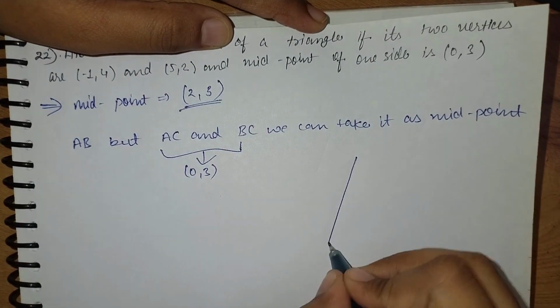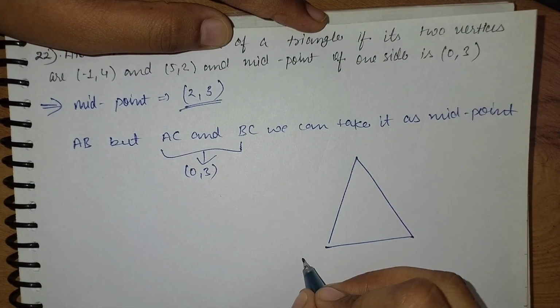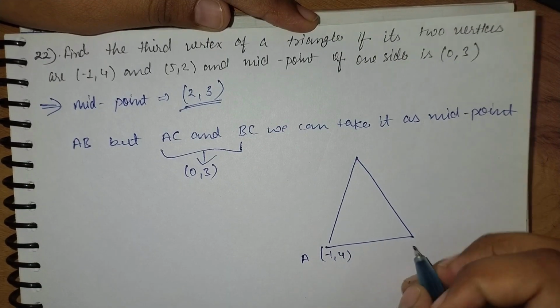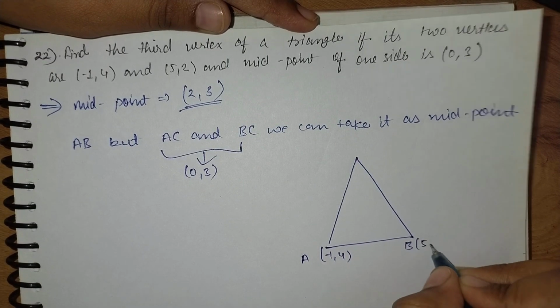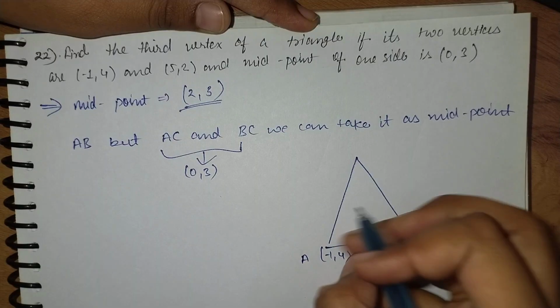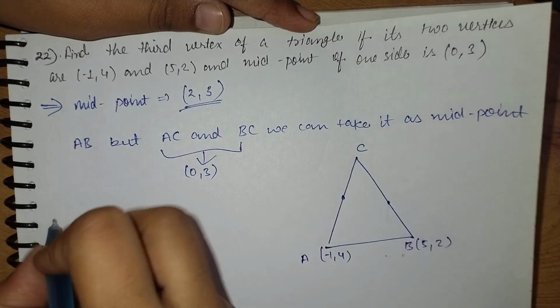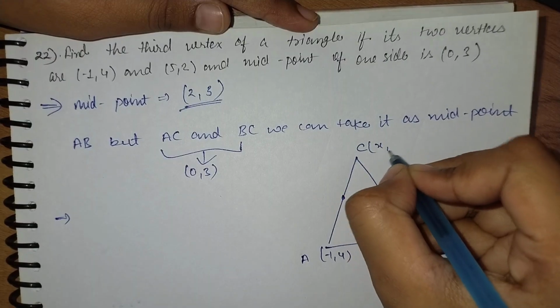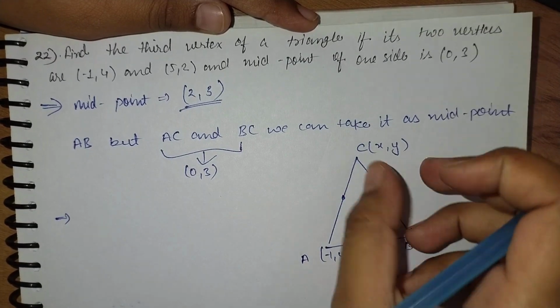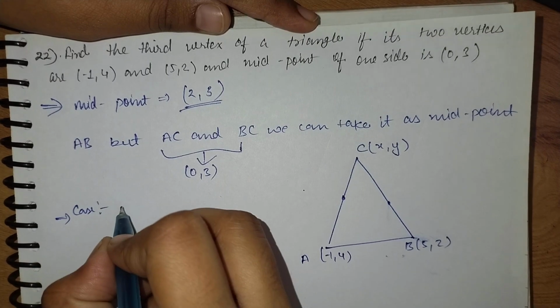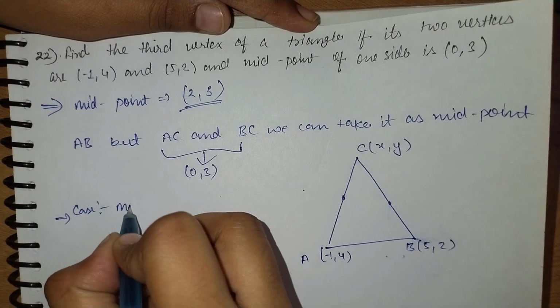So simply, if this be the triangle, let this be point A, which is minus 1 comma 4, and then let this be 5 comma 2, where the midpoint will be somewhere here or here, and this is the side AC. So if we let it be x comma y, we can find the value of x comma y as case 1.